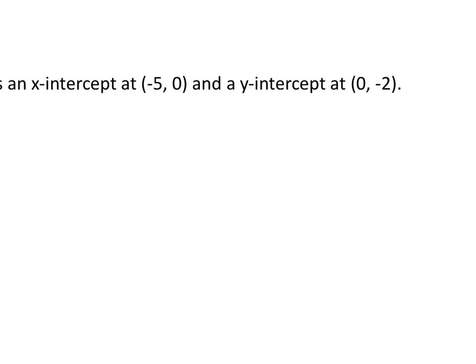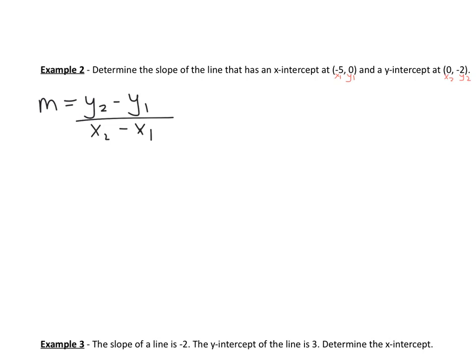So the first thing that I want to do is look at my points and label them x1, y1, x2, y2. It doesn't matter which one you designate as being 1 and 2. So I'm going to keep my x-intercept as x1, y1, and my y-intercept will be x2, y2. Once your points are labeled, you can go ahead and substitute them into the formula. So my y2 would be negative 2 minus my y1, which is 0, divided by my x2, which is 0, minus my x1, which is negative 5.